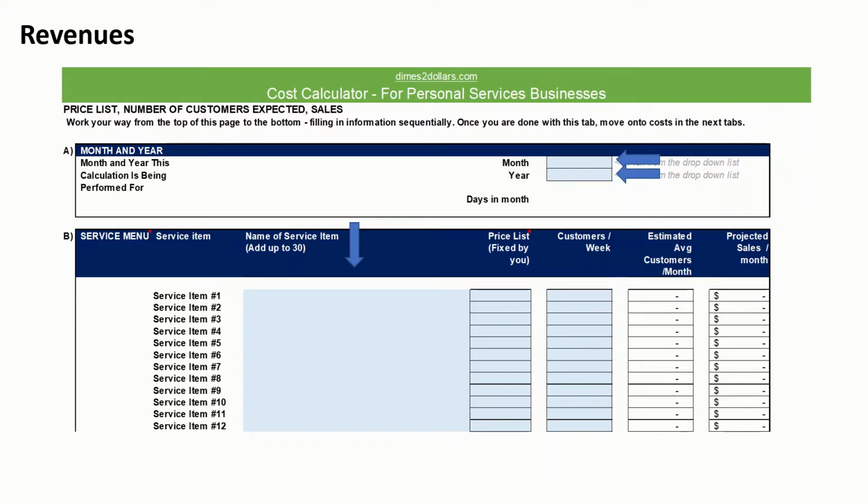If you're a hair salon, a women's haircut is, for example, a name of a service. Move to this column here and key in the price that you've fixed for the haircut, and typically the number of customers you see per week. Those are the inputs, and the file calculates the estimated average customers per month and also your projected sales per month. So go down this section here and populate for how many of the services you have on your menu in your hair salon business.